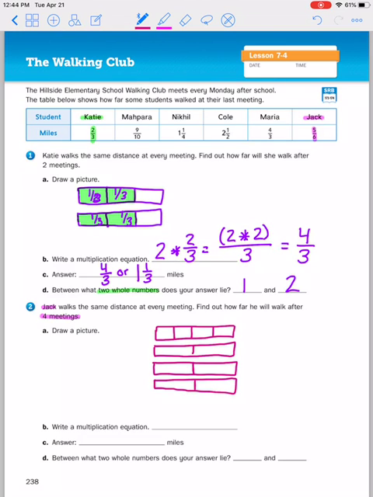Oh, sorry, actually I should have split that into thirds. Hold on. There we go. Split it into thirds, and then split those thirds in half to get 6 close to equal pieces. Good. And out of those 6 pieces, each meeting he went 5 of them. So I would shade in 5.